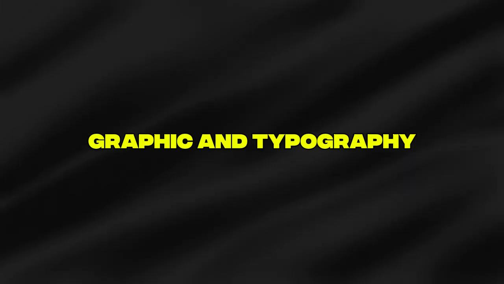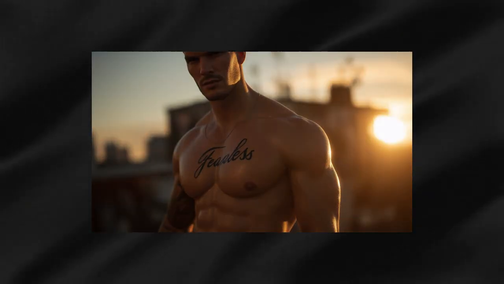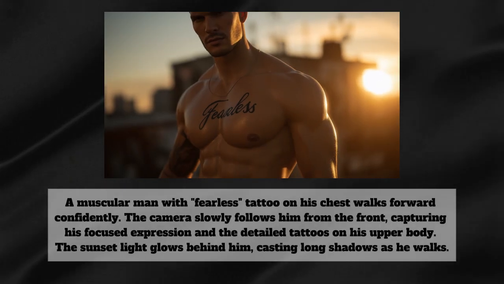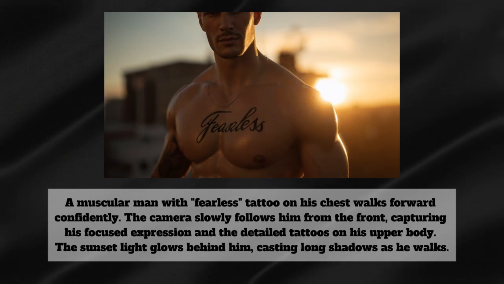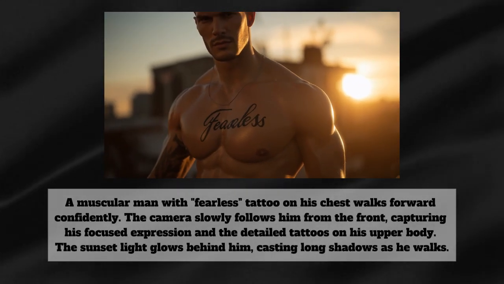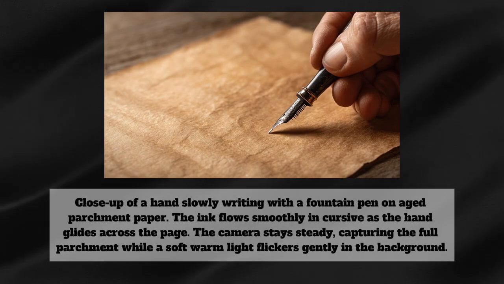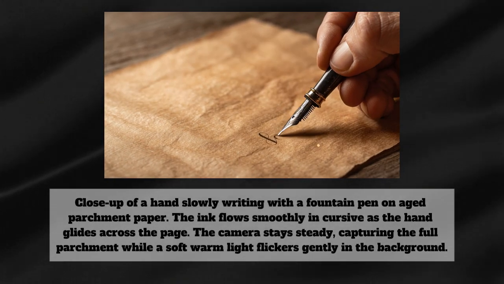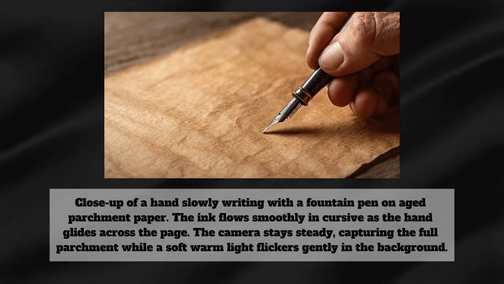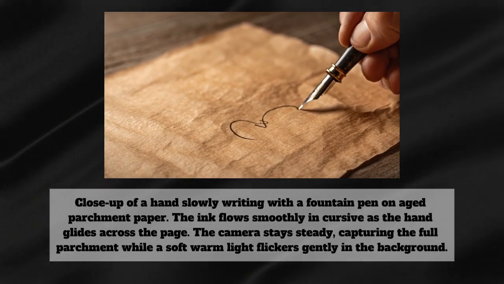Graphic and typography. Something cool that I didn't expect. If your starting image has a tattoo, a sign, or even a book page, and that text is clearly visible, it stays remarkably consistent throughout the animation. I tested this with an image of a man with a fearless tattoo on his chest. As he moved, the tattoo maintained the same text perfectly. However, don't expect it to generate new text during the animation. I tried having someone write on a piece of paper, and while the writing motion looked natural, the actual letters that appeared were complete gibberish.